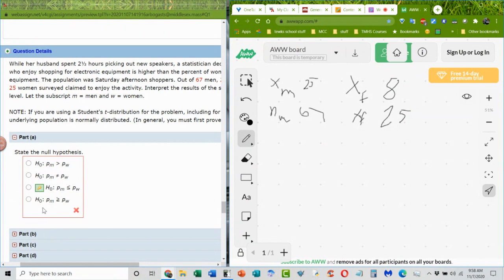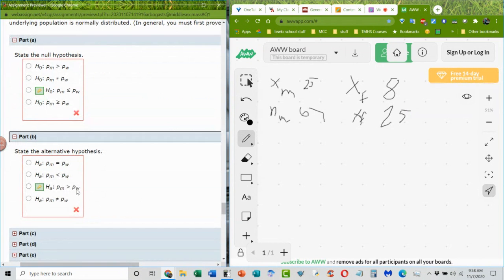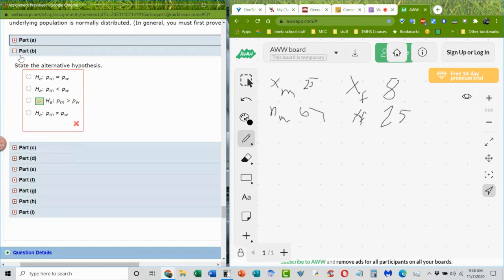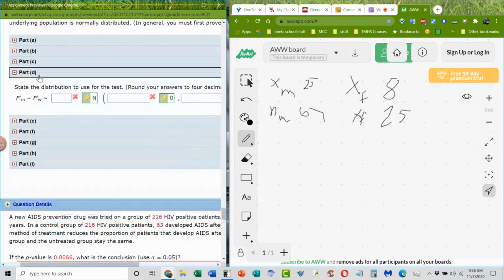She's interested in: are men greater than women? Okay, so to test that, the null would be that men is less than or equal to women, or females. So those parts are straightforward. What does it mean to subtract proportions? We subtracted to do proportions. Yeah, it seems kind of obvious sometimes. All right, so now the next thing is this one.